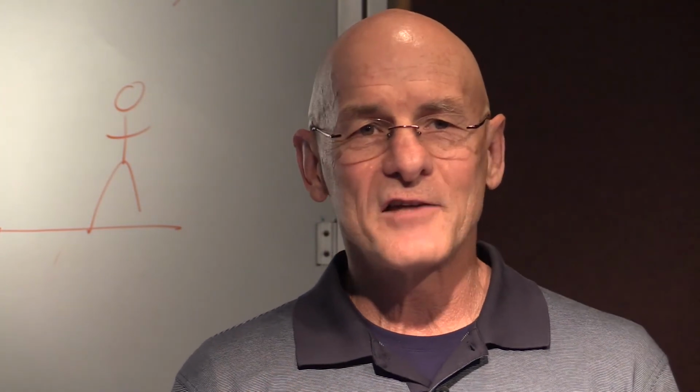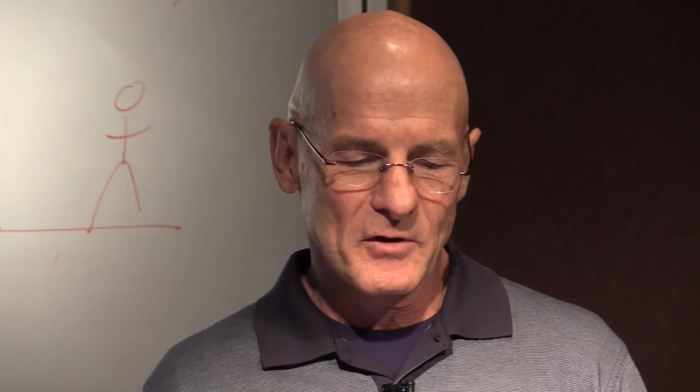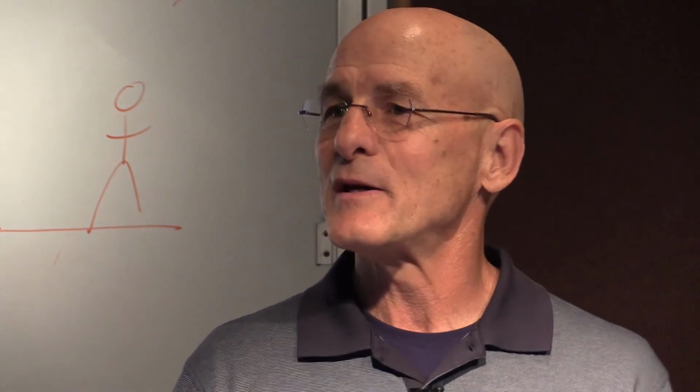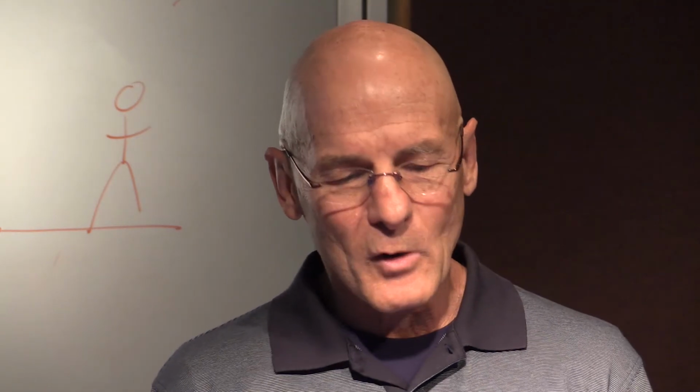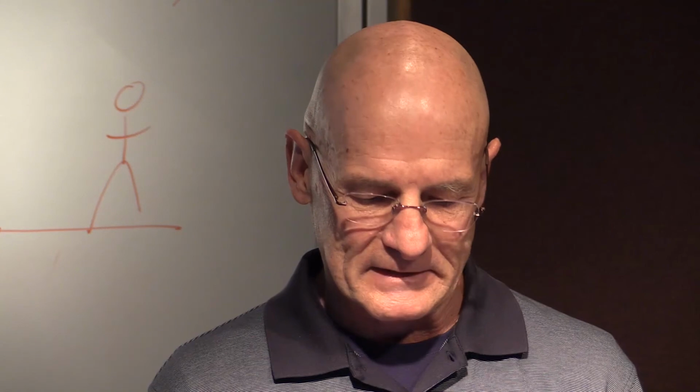And believe it or not, the National Institute of Standards, which seems like it has plenty of other things to work on, has come up with a cutoff for government contracts about what you have to do to make your method not too complicated. So the square root of all that has to be less than 20 for a method to be government approved. And Rails, of course, because it's easy. What's fun about the Rails environment, because it's easy to build software, and you're building software for programmers. Programmers make tools for programmers. So there's a program called Flog that'll automatically calculate your ABC complexity for Ruby methods.